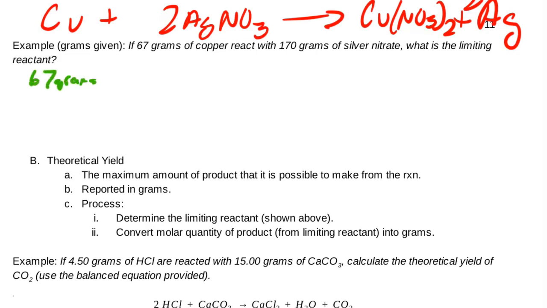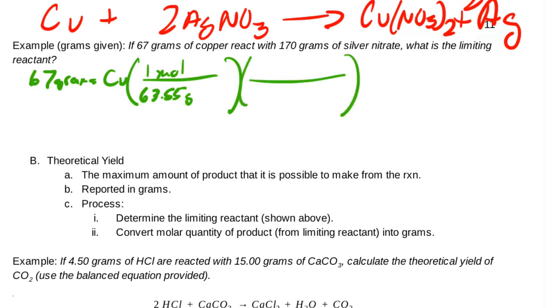So 67 grams Cu. I'm going to see how many moles of silver this is going to make for me. Copper has a mass of 63.55 grams for every 1 mole. So this gets me how many moles of copper they're giving me. And then I'm going to use the ratio provided for me. For every 1 mole of copper, I get 2 moles of silver.